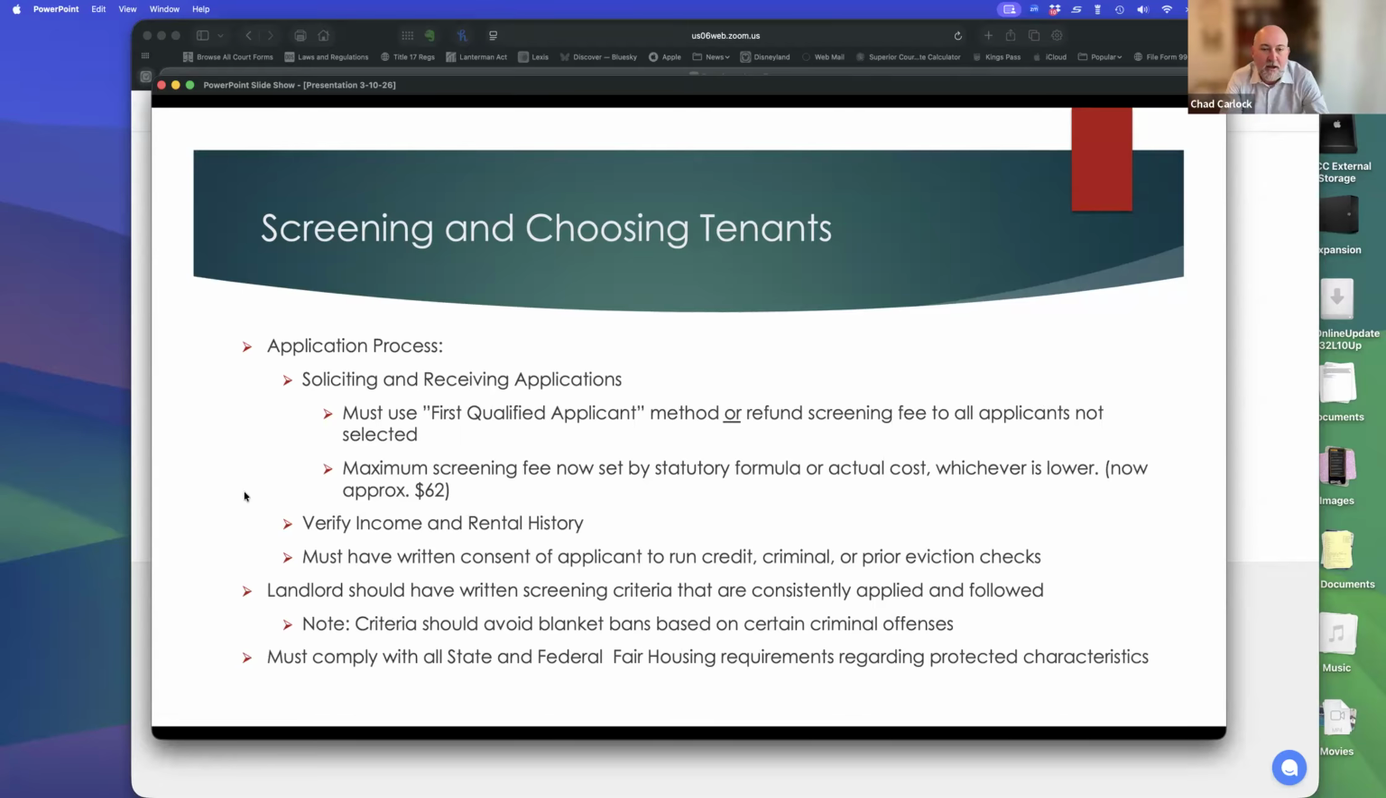It's important that if you're going to, as part of your screening procedures, run credit reports, get a criminal background check, or do a court records check to see if the prospective tenants had previously been evicted elsewhere, before you do any of those, you need to get the written consent of your applicant. Which means you probably need to include some notifications and some check boxes on your application form, if you have one, asking them to give you that consent. If they don't give you that consent, you cannot run the report without their consent.